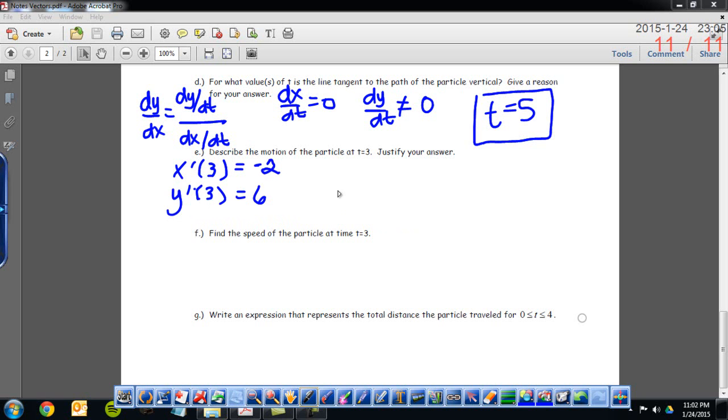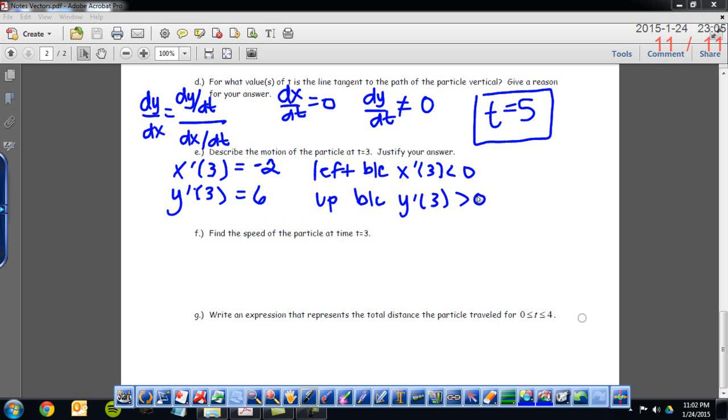So because dx/dt is negative, that means that the particle is moving to the left. dx/dt describes the horizontal movement. So the particle is moving left because x'(3) is less than 0, and up because y'(3) is greater than 0. So you take into account both the horizontal and the vertical movement.